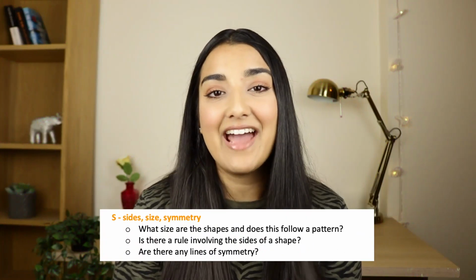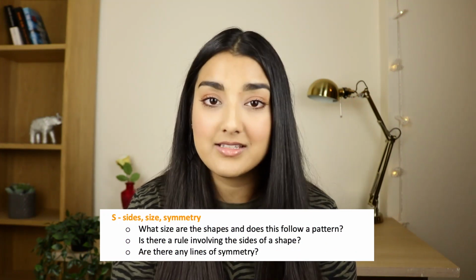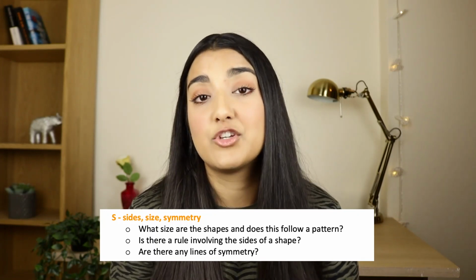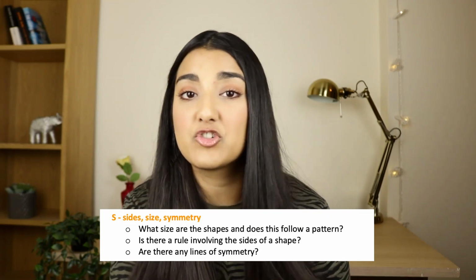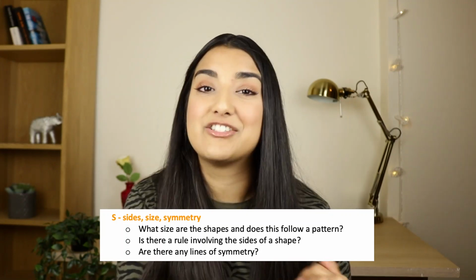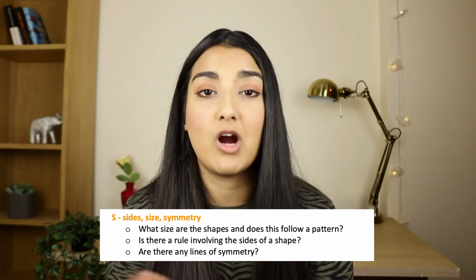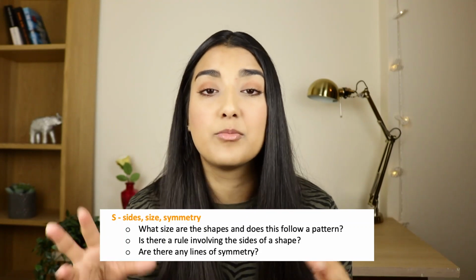And finally, S can be a few things. So it can stand for size, sides, and symmetry. So do the sizes of the shapes vary in each box? Are the shapes symmetrical, asymmetrical? Is there a rule that involves the sides of a shape? So right angles, are some of the sides touching a certain part of the box?